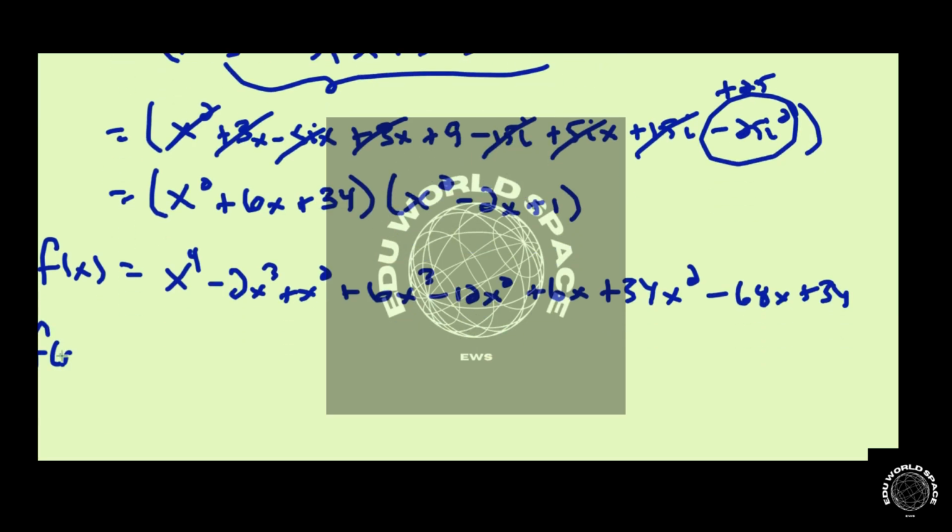So our function would be x to the fourth plus 4x cubed. We've got 1 minus 12 is -11. Plus 34 would be 23x squared. 6 minus 68 would be -62x plus 34 for our function.